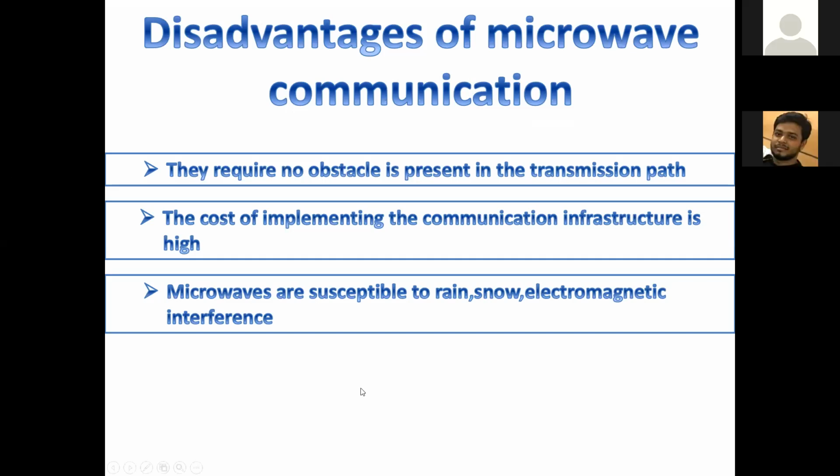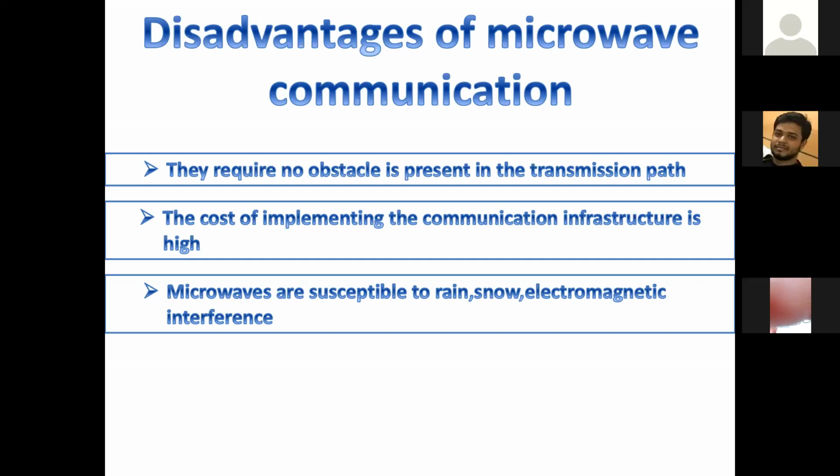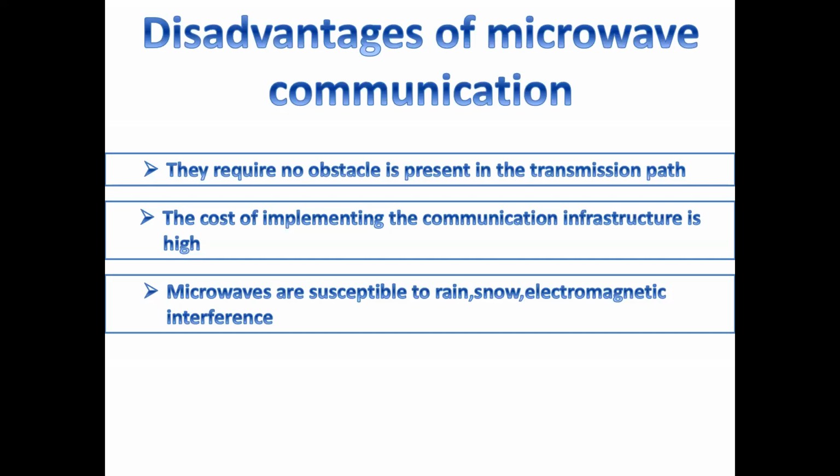So you do understand the first one, they require that no obstacle is present in the transmission path. That means if you place any obstacle in front of the microwave communication, it will be affected. We do have an experimental setup. If we put anything in front of the line of sight path, then at the receiving end we do not get the proper signal.